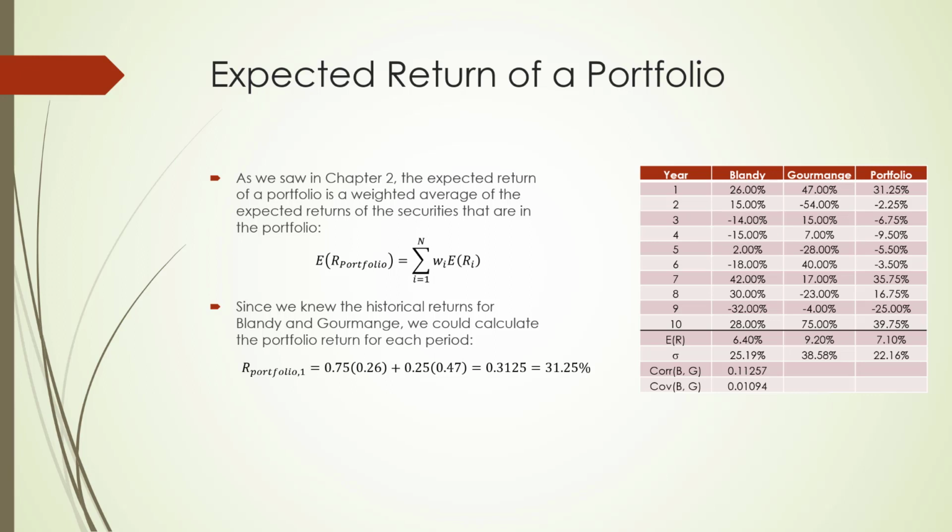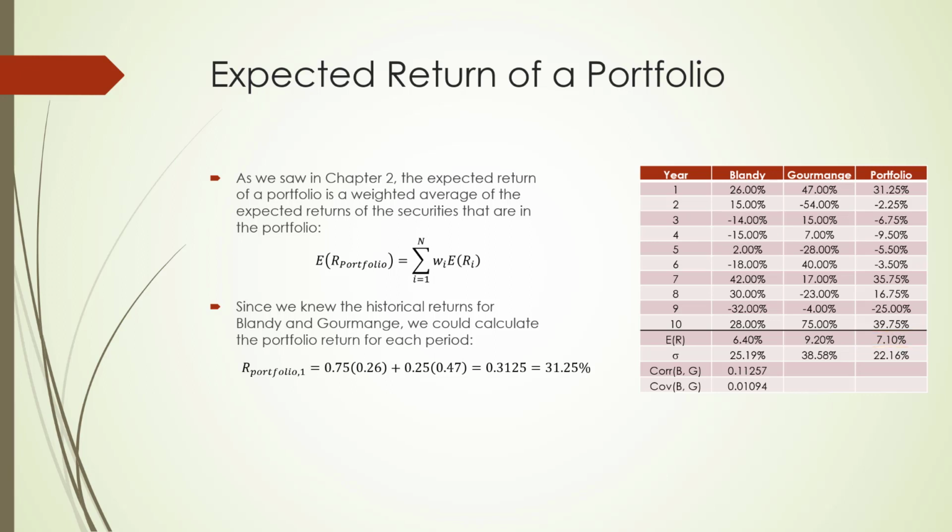We could do this again for period 2, and 3, and 4, and 5, and so on, until we went through all 10 periods. What we would have then is a historical time series of the returns that this portfolio would have earned had we owned it for that entire 10 years. Then if we calculate the average of those 10 returns for the portfolio, we would get 7.10%.